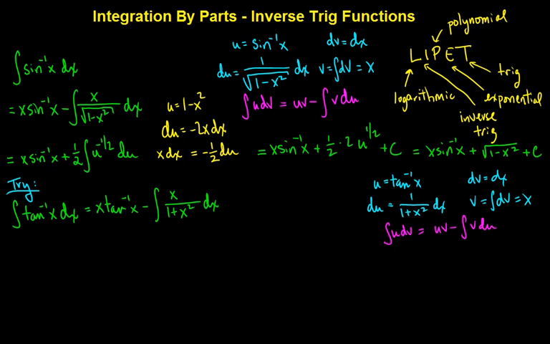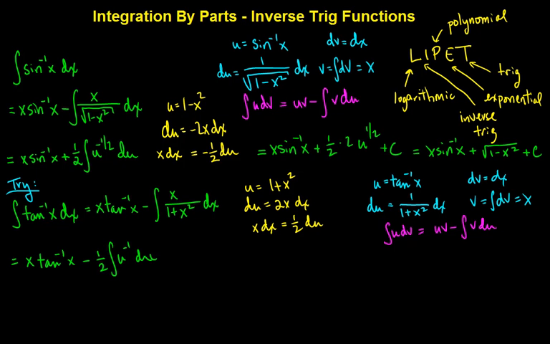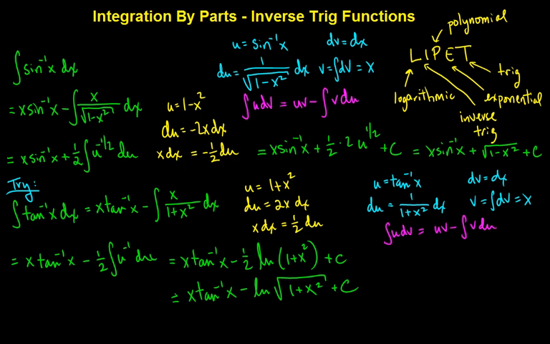We're going to do u-substitution, a different u, remember. u is 1 plus x squared, du is 2x dx, and x dx is 1/2 du. So we have x tan inverse of x minus 1/2 the integral u to the negative 1 du. And that integral is going to be the natural log. But we're out of time.